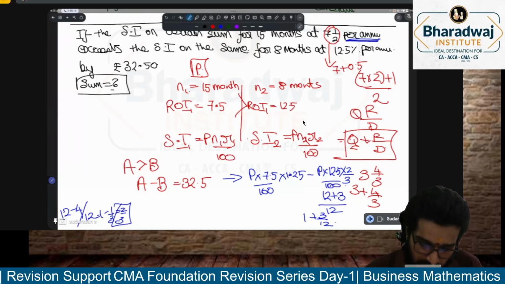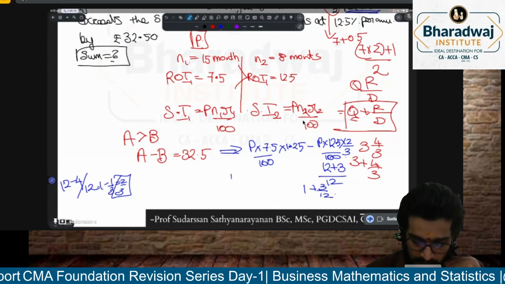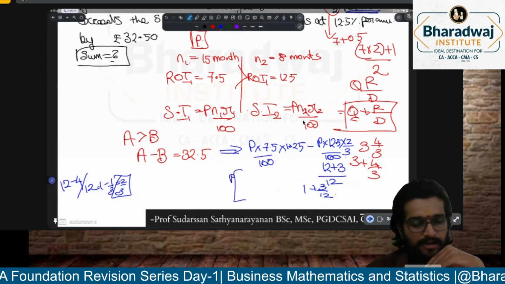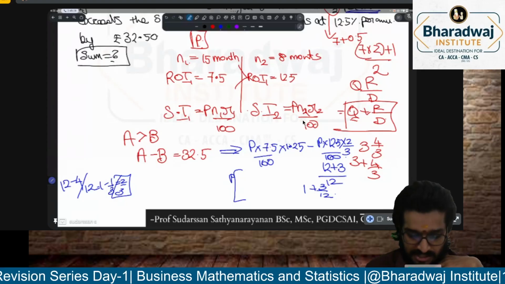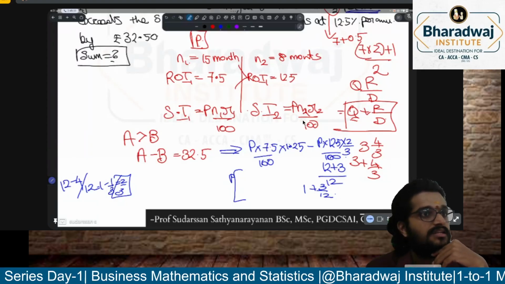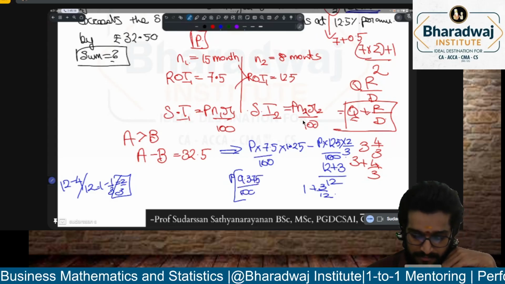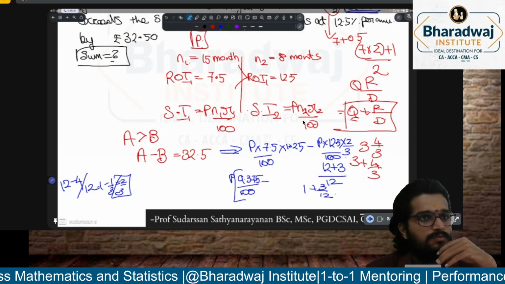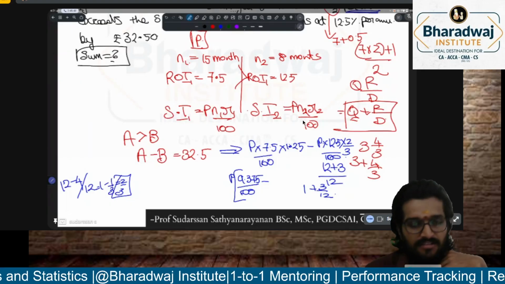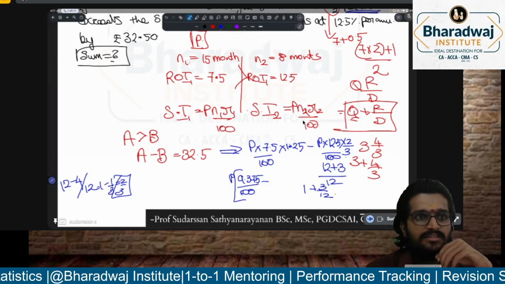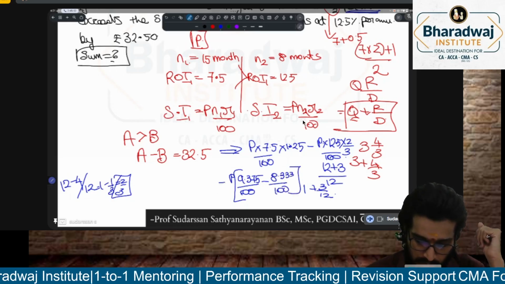The difference between these two is 32.5. What can be the answer? That's the question. P is the common one. 7.5 into 1.25 by 100. What is 7.5 into 1.25? Put it in the calculator. It's 9.37 divided by 100, minus, wait, 12.5 into 2 is 25, divided by 3, 8.333, right? 8.333 divided by 100 equal to 32.5.